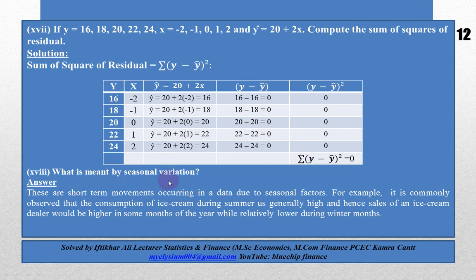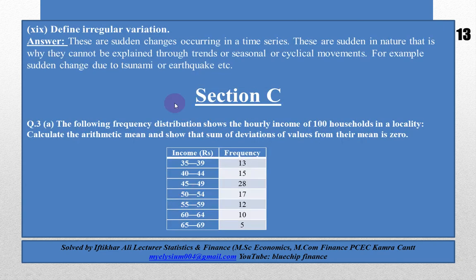What is meant by seasonal variation? There are short-term movements occurring in our data due to seasonal factors. For example, it is commonly observed that the consumption of ice cream during summer is generally high, and hence sales of an ice cream dealer would be higher in some months of the year, while relatively low during winter months. So the variation which occurs due to the season is called seasonal variation.